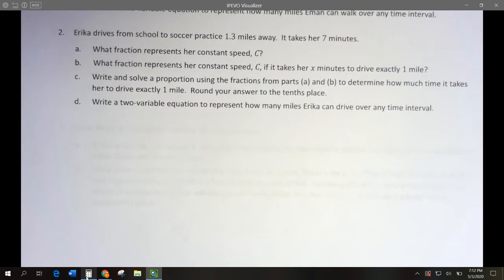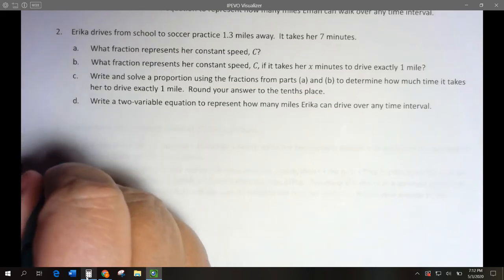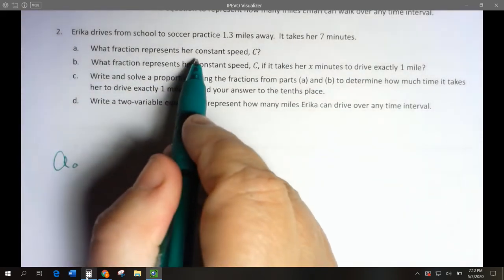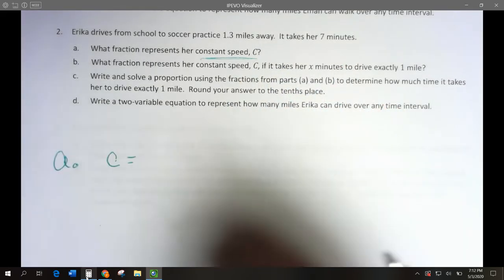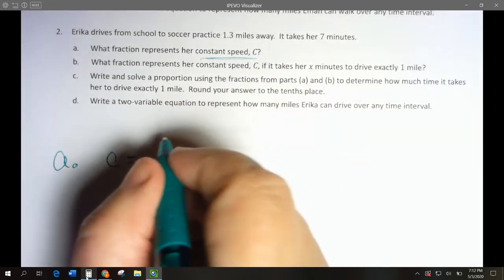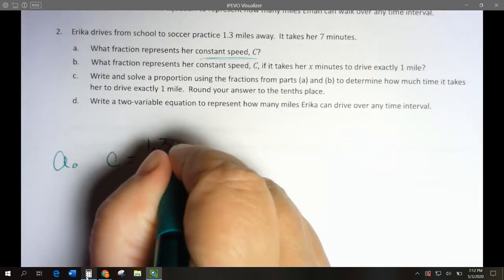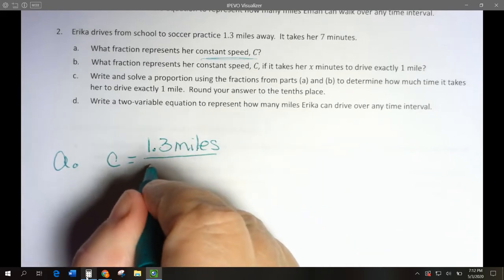Erica drives from school to soccer practice 1.3 miles away, and it takes her 7 minutes. So for A, they want us to know our constant speed. So our constant speed, remember, is distance divided by time. Her distance is 1.3 miles, and her time is 7 minutes.